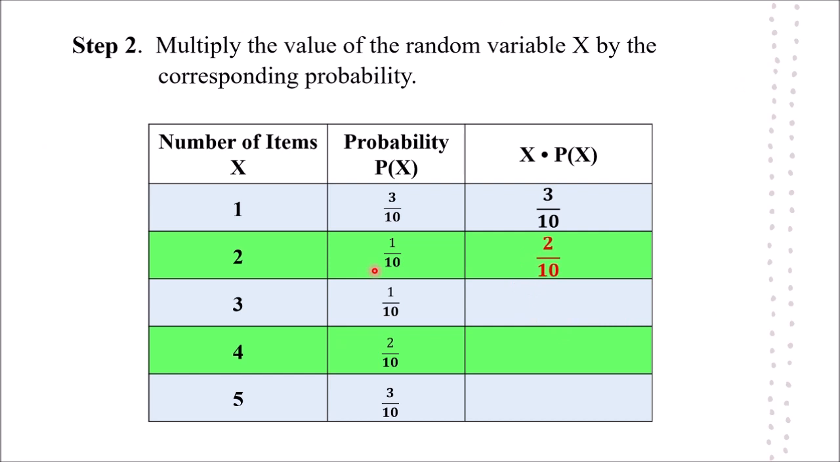Please take note that you don't need to simplify this, for the reason that it is easier for us to sum it all later when the denominators are the same. The next is we multiply 3 and 1 over 10, so that is equal to 3 tenths. And then for the number of items equal to 4, and its corresponding probability, their product is 8 over 10, and for the last one, we have 15 over 10.